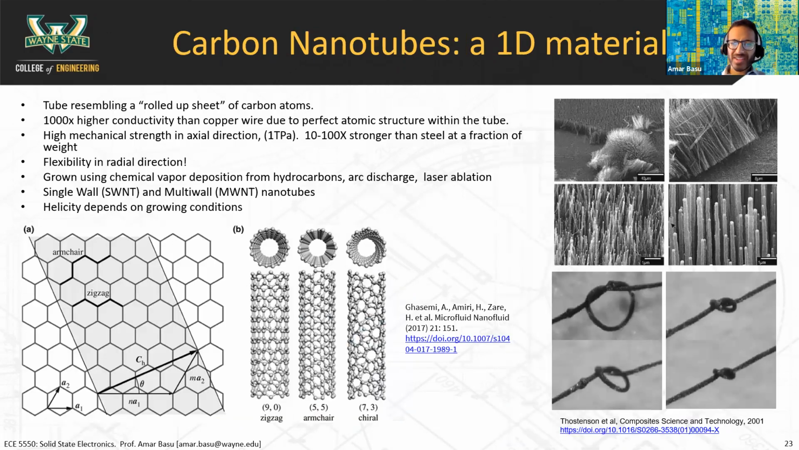I'm just going to touch on this; there are not too many details you need to remember here. A carbon nanotube is basically a tube that resembles a rolled-up sheet of carbon atoms. Depending on how you hypothetically cut the sheet, depending on the angles of the carbon atoms, you can have what are called different chiralities: zigzag, armchair, and chiral. They have slightly different orientations of the carbon atoms along the boundary of the tube.